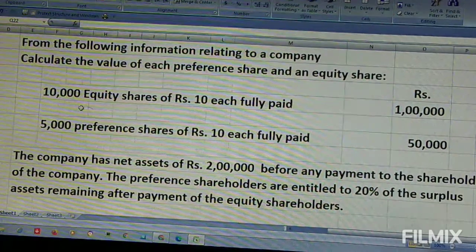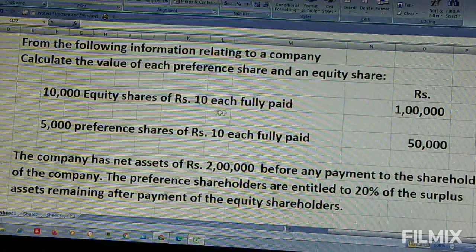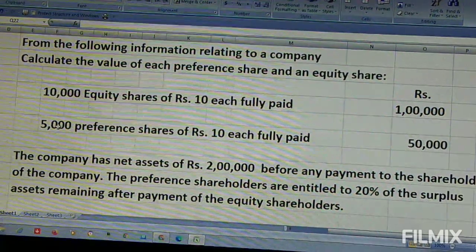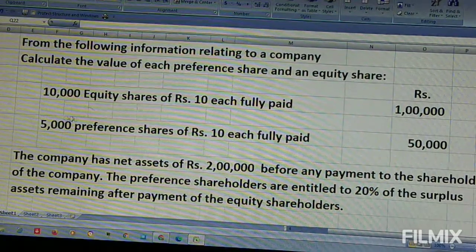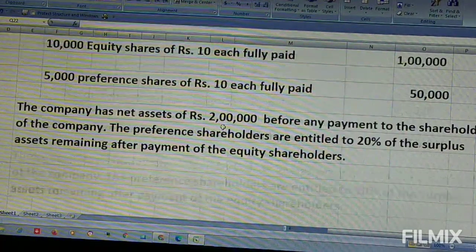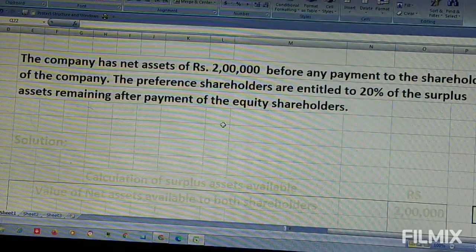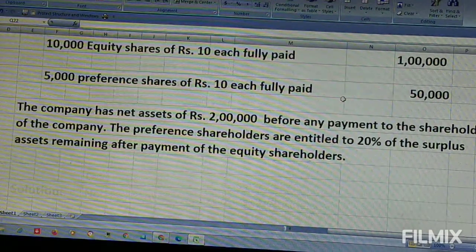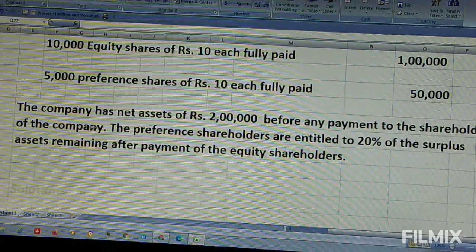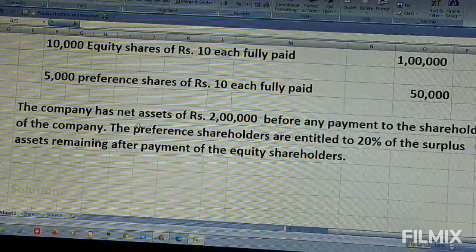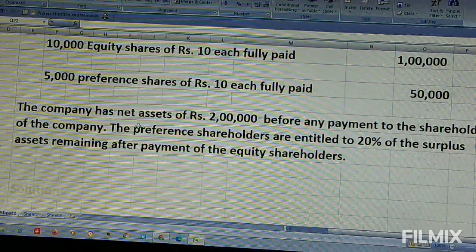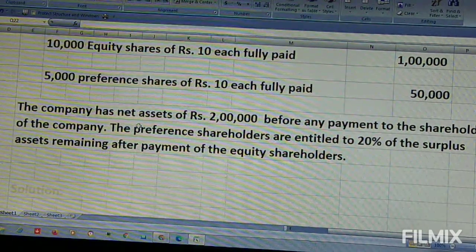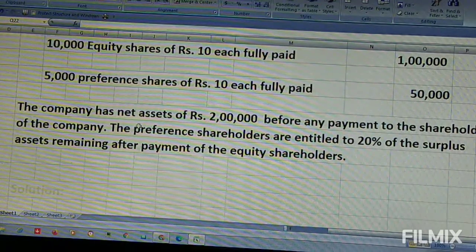Here the problem goes like this: 10,000 equity shares of rupees 10 each fully paid. 10,000 times 10 is 1 lakh. Then 5,000 preference shares of rupees 10 each fully paid, meaning all 10 rupees per share paid. It is 5,000 times 10, which is 50,000. Next, the company has net assets of rupees 2 lakhs before any payment to the shareholders of the company. The preference shareholders are entitled to 20% of the surplus assets remaining after payment to the equity shareholders. After paying the equity shareholders, that we have to see and find out.